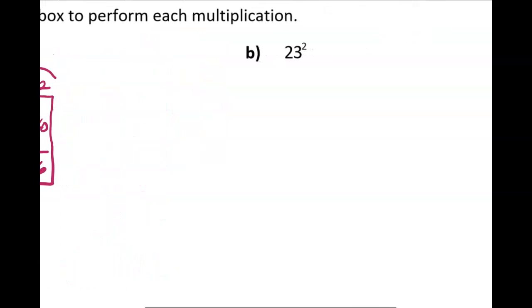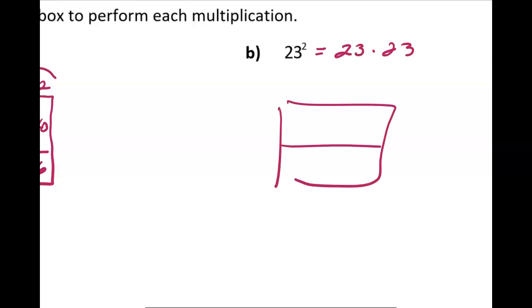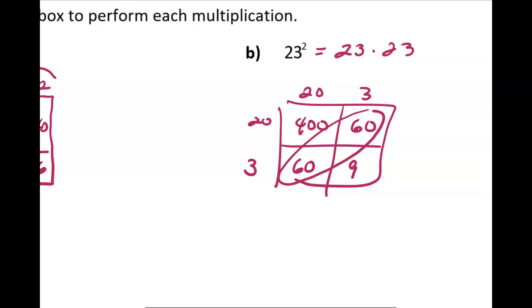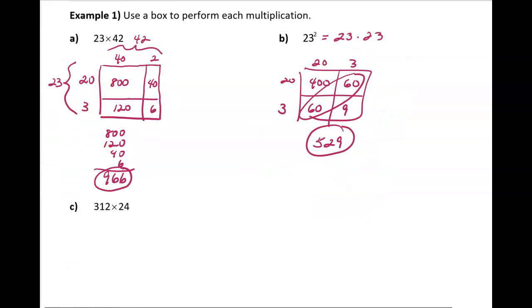We can do the same with squares. If you remember that 23 squared is just 23 times 23. That's 20 plus 3 times 20 plus 3. 20 times 20, 3 times 20, 3 times 20, and 3 times 3. So that's 60 and 60 are 120. So that's going to be 529 when we add all the four areas together.